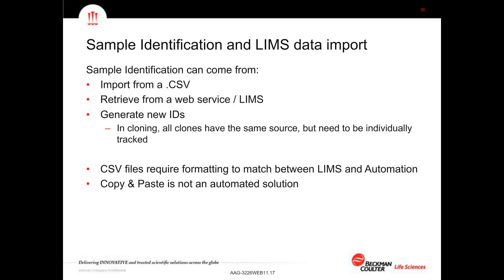So where does sample ID come from? It may be imported from a file. It could be something that we retrieve from a web service or from a LIMS system. Today, I'll show you how to generate new identities. So in cloning, you may have clones that come from the same source. So how do we uniquely identify the different clones that we're then selecting for further processing?